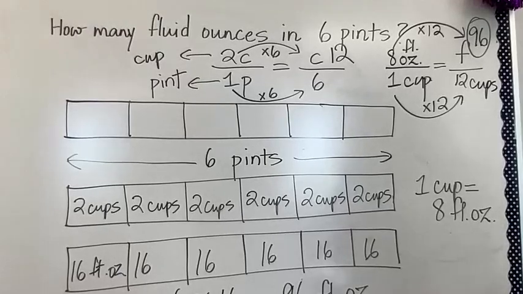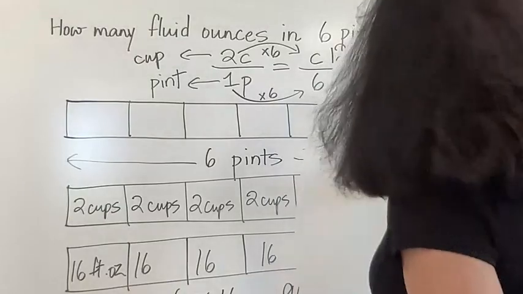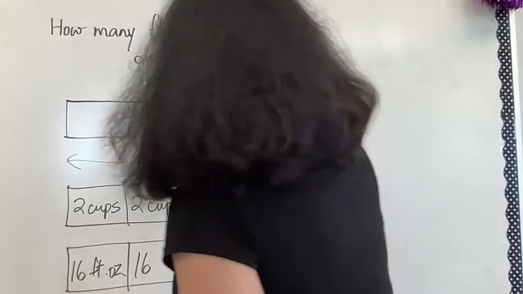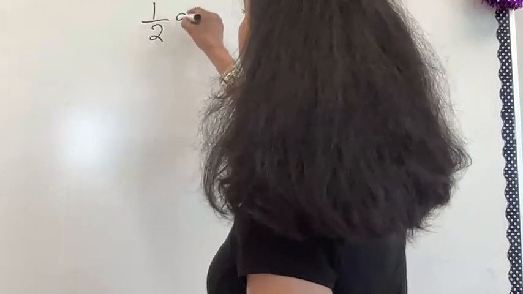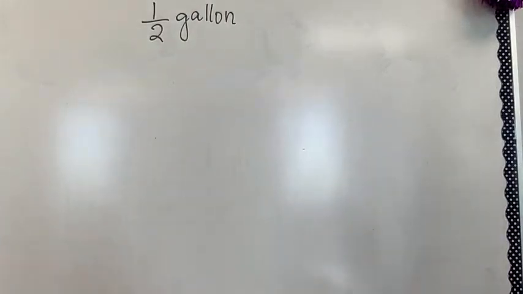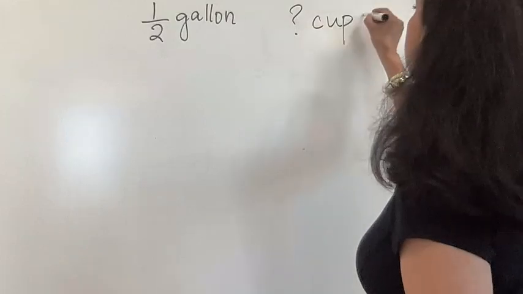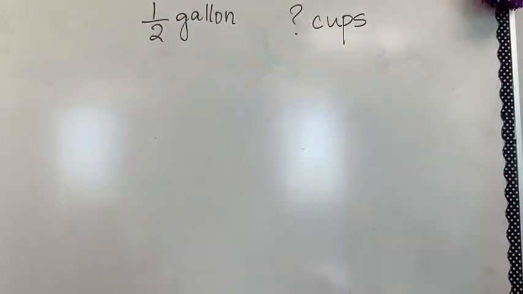All right, so let's convert larger units to smaller units, and that's what we've been doing. Let me show you another example. Okay, so the question is, Marco needs to mix 1/2 gallon of fertilizer with some soil before planting his tulip bulbs. How many cups of fertilizer should Marco use?